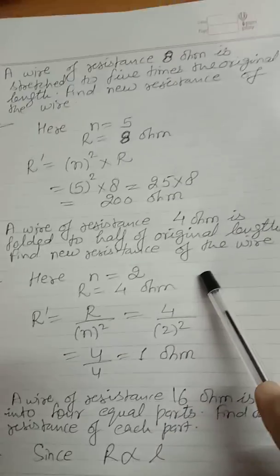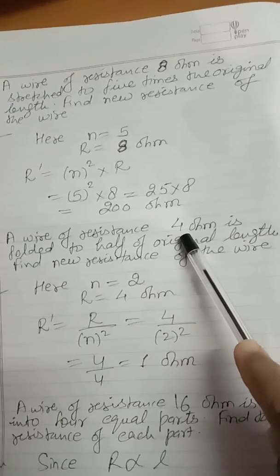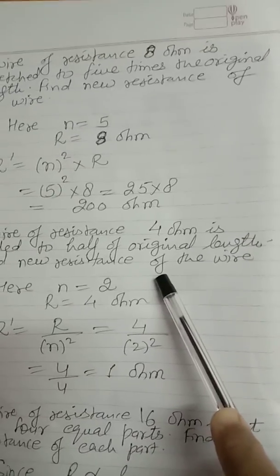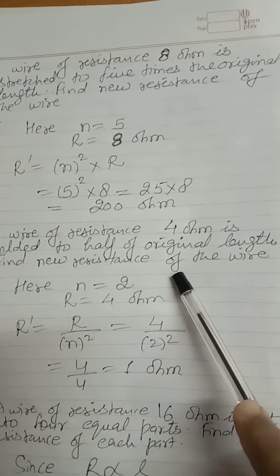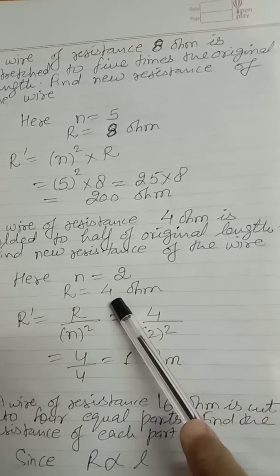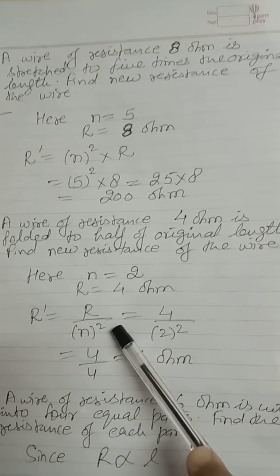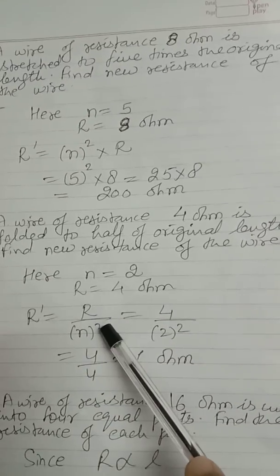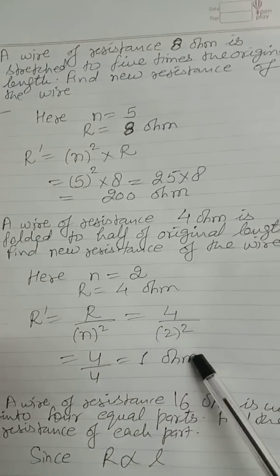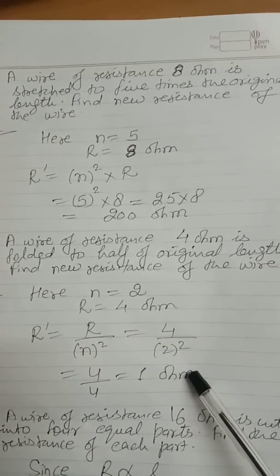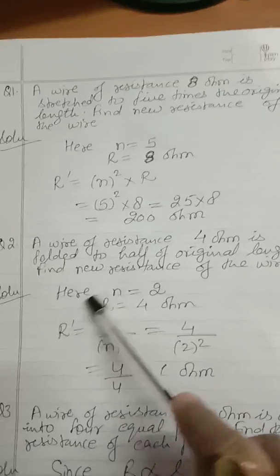Similarly, we take another example. A wire of resistance 4 ohm is folded so that its length becomes half of original. Then find the new resistance. So here n is 2, R is 4 ohm. Now because we are folding, we will apply the second formula, R dash is R upon n square, and on solving we get 1 ohm. Again, we have to keep in mind, if the question is for 2 or 2.5 marks, we have to show how you are getting this formula.